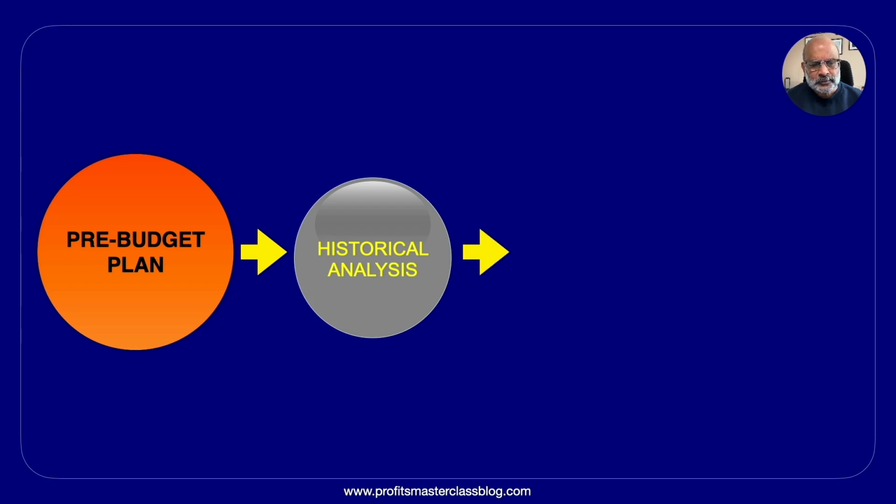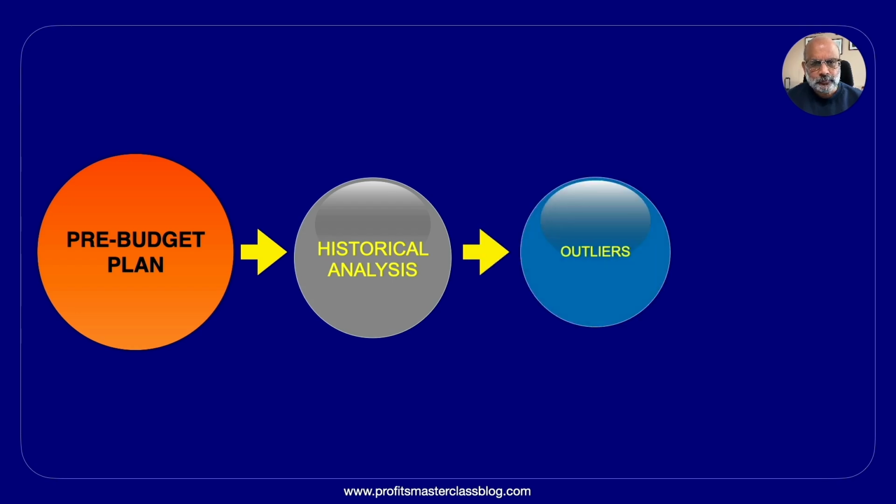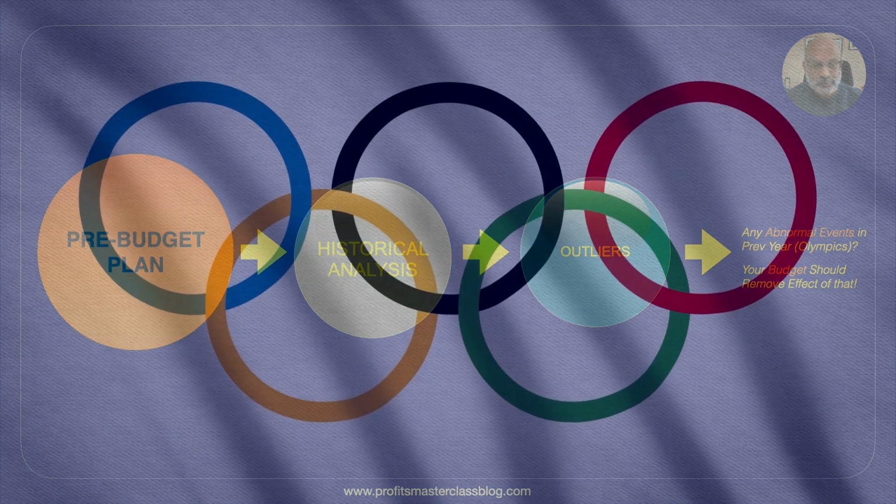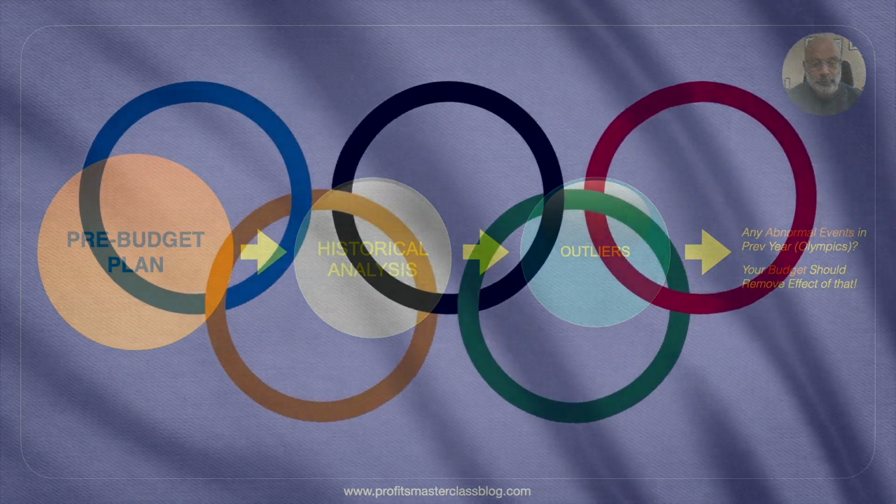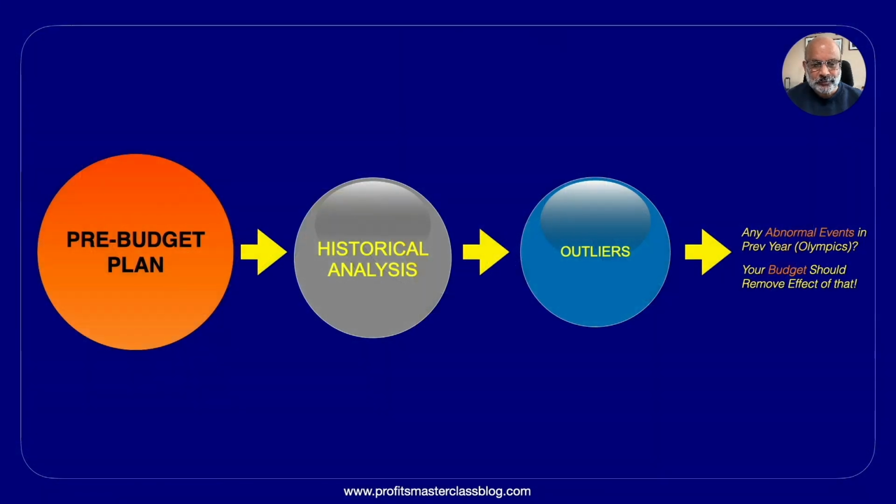Finally, outliers are abnormal events in the past year which distort comparisons. Your budget should remove the effect of that and take into account that in the current year. Any spikes from the abnormal event will not be repeated this year, the budget year. Typical outlier events are like the Olympics, which take place once in 4 years in a city, and so the spikes from a previous year must be corrected.